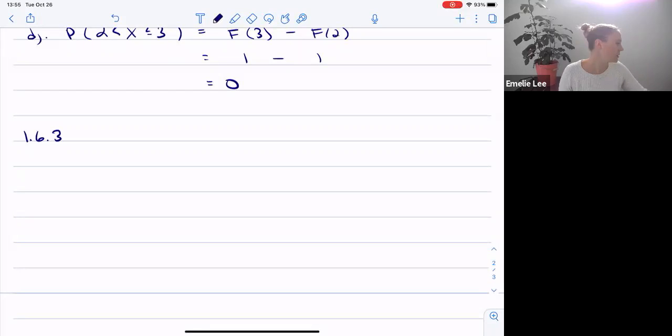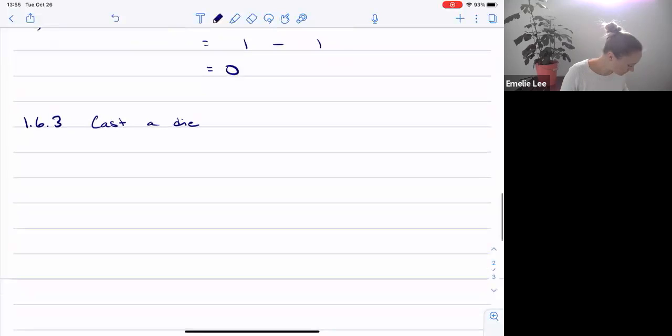1.6.3, I think, is the next one. Flip to it here. In 1.6.3, we're going to cast a die, and we want to see the number of independent times until a 6 appears on the upside of the die. And so we cast the die until a 6 appears.